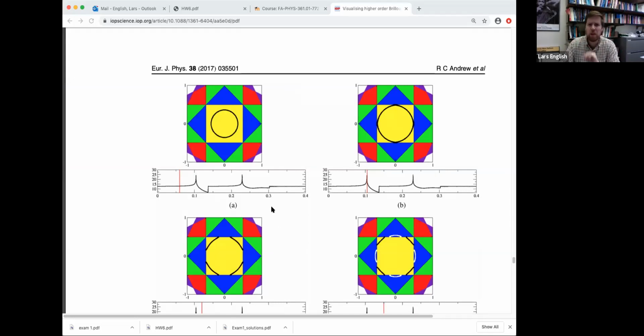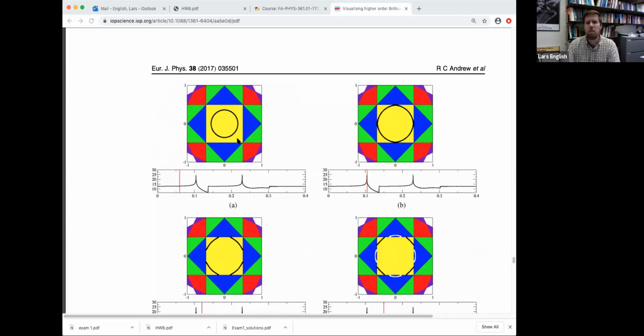Okay, so what I want to draw your attention to is a particular paper that I found interesting, that appeared in the European Journal of Physics. You can see it here in 2017, so not that long ago. And I want to first discuss this picture up here in the upper left corner.